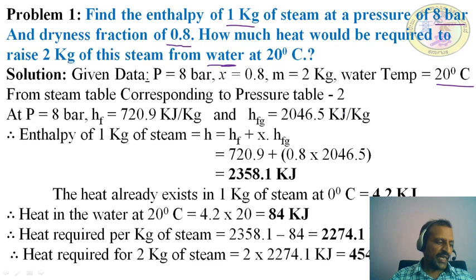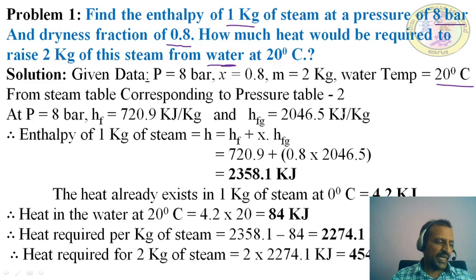Then next, move horizontally again, go to the HFG value. HFG value is given as 2046.5 kilojoules per kg, right? Then what is the enthalpy of 1 kg of steam? Whatever values are documented in the steam table are calculated with respect to unit mass, 1 kg of mass, right? So for 1 kg, this 720.9 kilojoules of enthalpy of water is required for the 1 kg of mass.